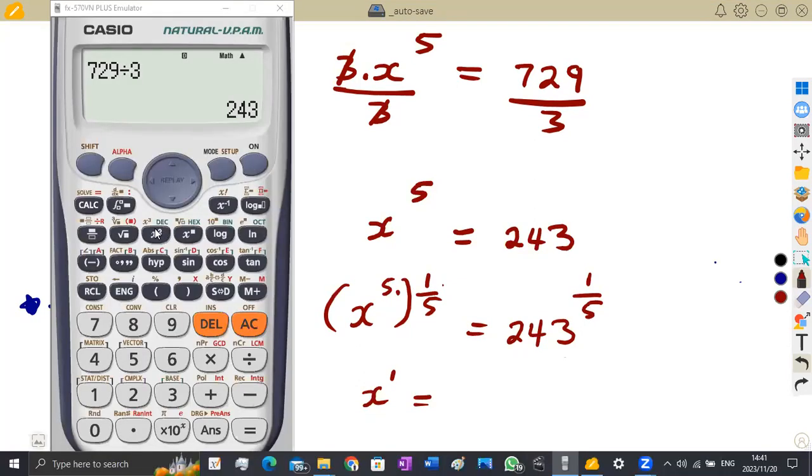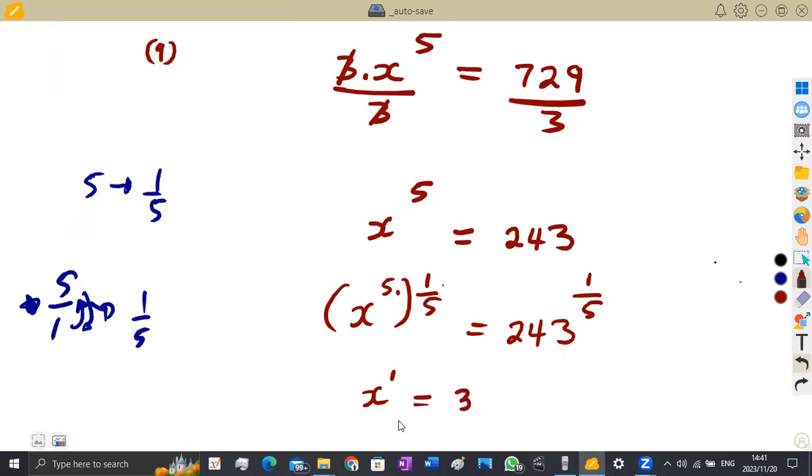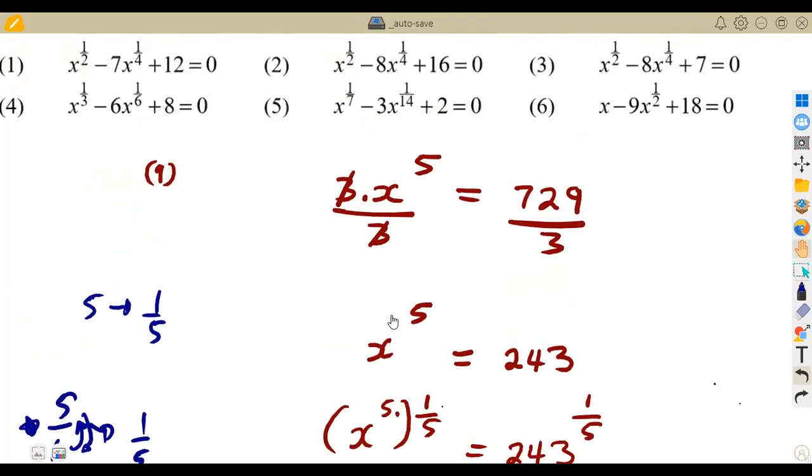So this is 243 just raised to the exponent of 1 over 5, which is a 3. So you're going to have x being equal to 3. Like I said, if we are to prove with this x value, we put it there in the original question, we must get the answer that is equal to the right-hand side from the left-hand side.